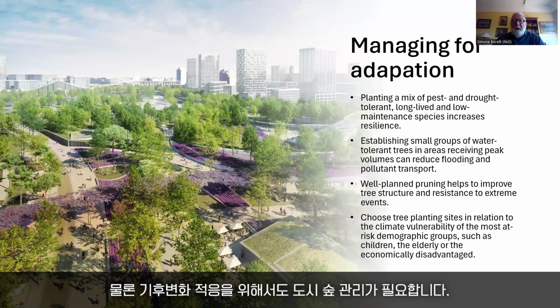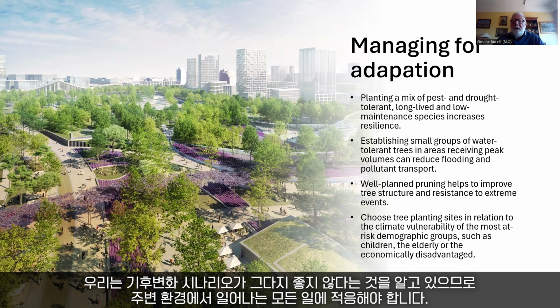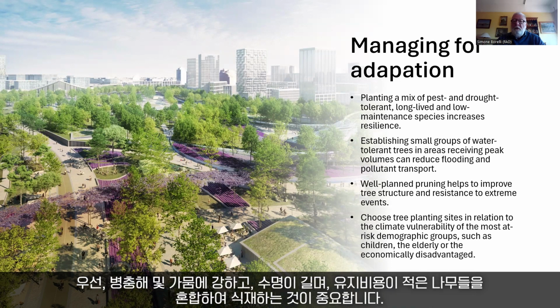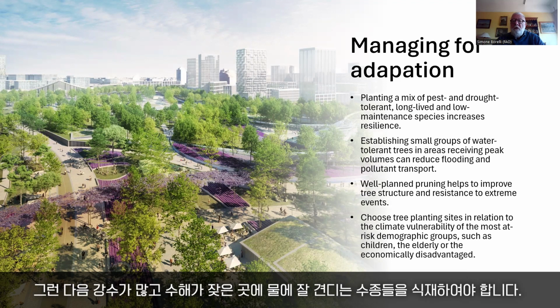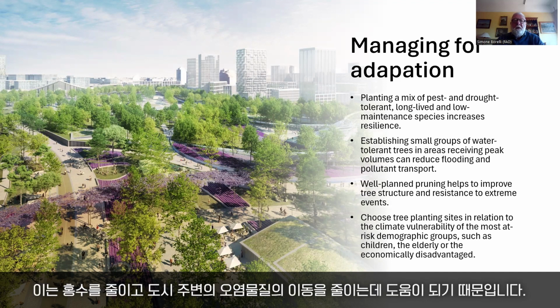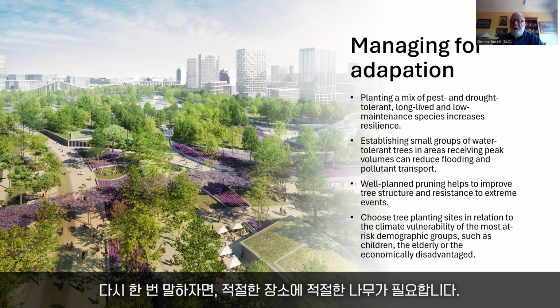Then, of course, we also need to manage for adaptation. We know that the climate scenarios are not very favorable, so we have to make sure that we adapt to whatever is happening in the surrounding environment. First of all, it's important to plant a mix of pest- and drought-tolerant, long-lived, low-maintenance species that increase resilience. Of course, finding all these characteristics in one species is not always easy, but an effort should be made to do so. Then we need to establish small groups of water-tolerant trees in areas that receive peak volumes, because this can help reduce flooding and the transportation of pollutants around the city. So, once again, the right tree in the right place.